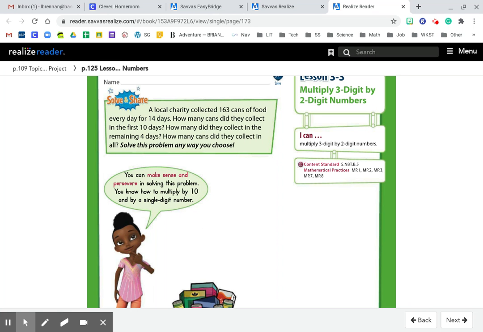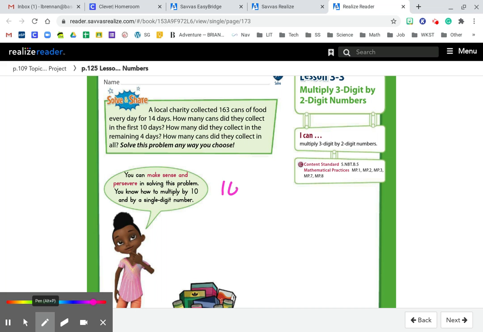All right, we're going to be doing lesson 3-3, multiply 3-digit numbers by 2-digit numbers. And I can multiply a 3-digit by a 2-digit number. In order to do this, we're going to use some simple computation and some standard algorithms. And we're going to be actually looking for the partial products. So this is building on prior knowledge that you have already in math.